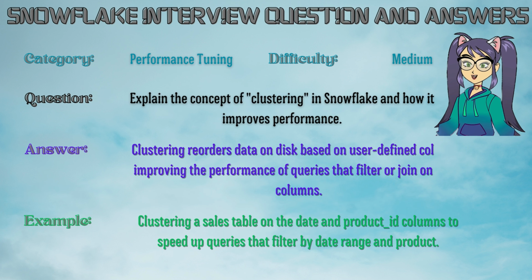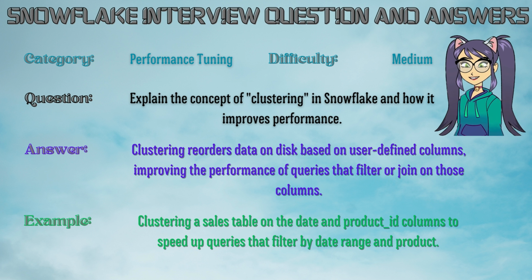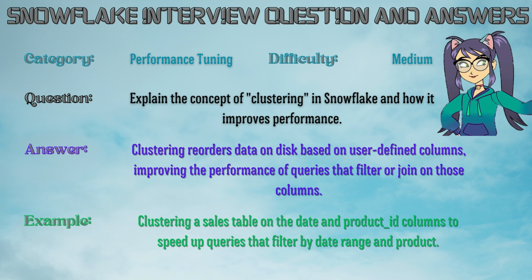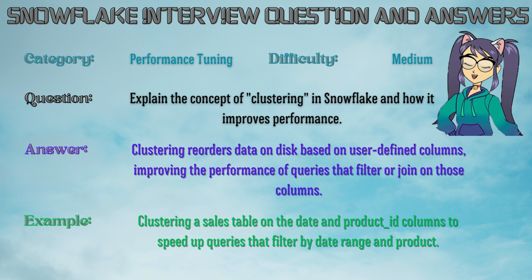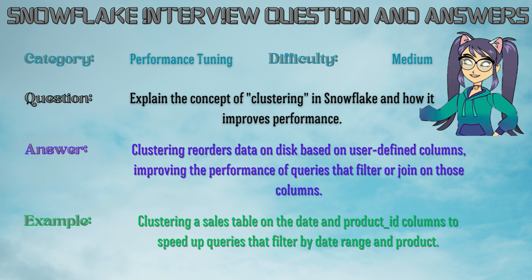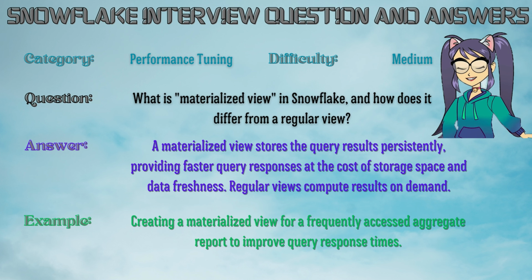Next question: explain the concept of clustering in Snowflake and how it improves performance. And the answer is clustering reorders data on disk based on user-defined columns, improving the performance of queries that filter or join on those columns. For example, clustering a sales table on the date and product_id columns to speed up queries that filter by date range and product.